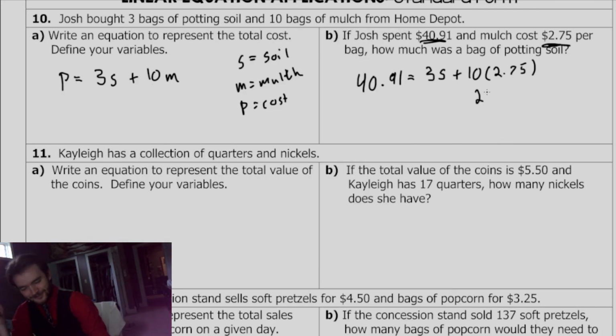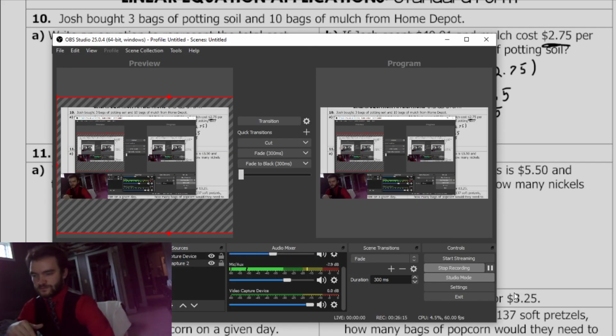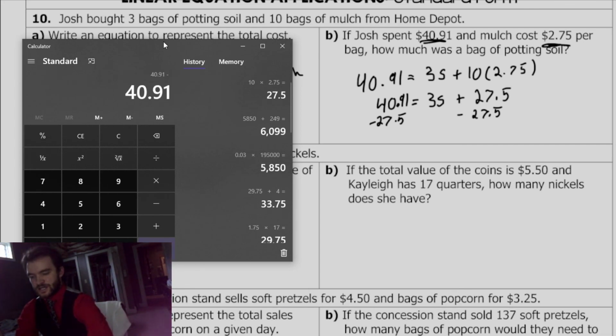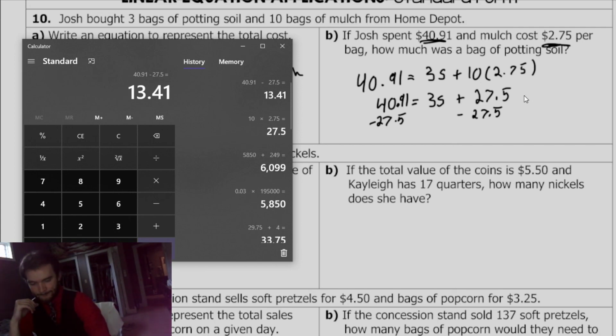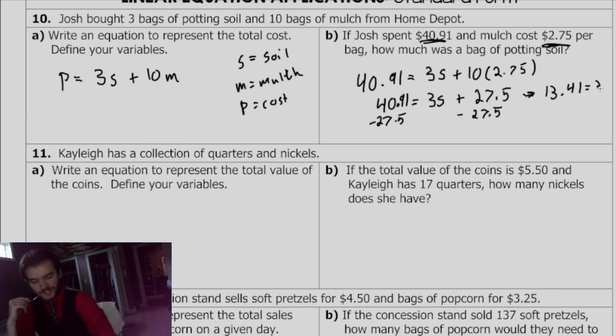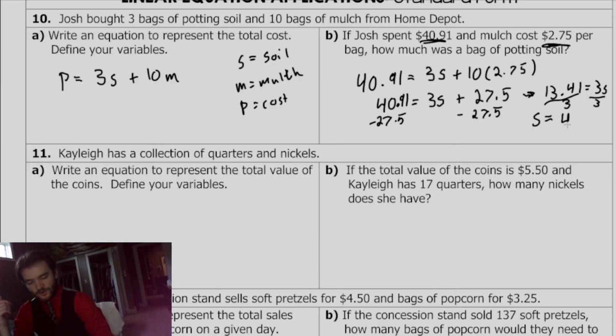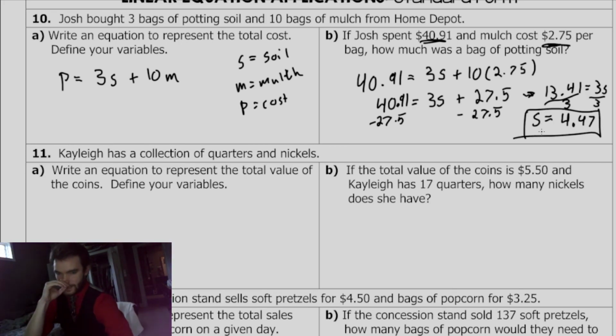27.5. Oh no, that was what I thought it was. 27.5 plus 3S equals 40.91. Now I'm just going to subtract this over. So I end up having 40.91 minus 27.50. So I end up getting 13.41 equals 3S. And now to find out what soil is, I'm just dividing this by 3, right? Soil ends up becoming 13.41 divided by 3, because he bought 3 bags of it, 4.47 per bag of soil. Boom, done.